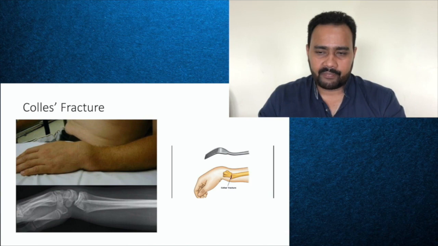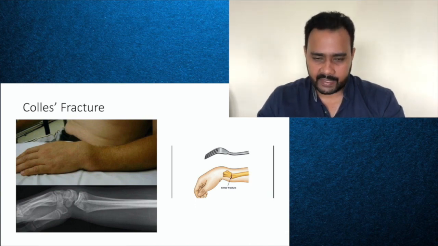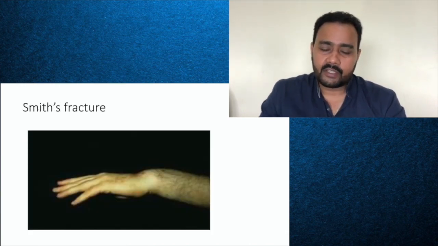Somebody tell me, in Smith fracture, what will happen to the distal segment? Anyone can tell me? The distal segment will be driven anteriorly towards the palmar surface. You have to say ventrally or dorsally. Ventrally, yeah, okay. It will move ventrally. Good. So this is how the Smith fracture appears.